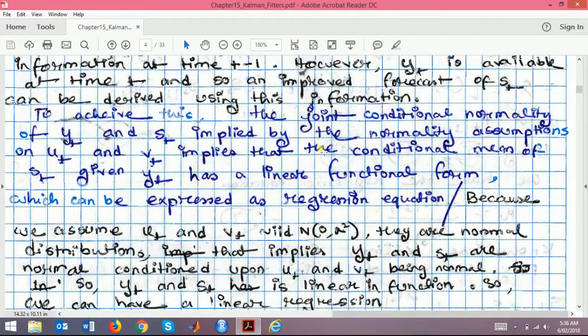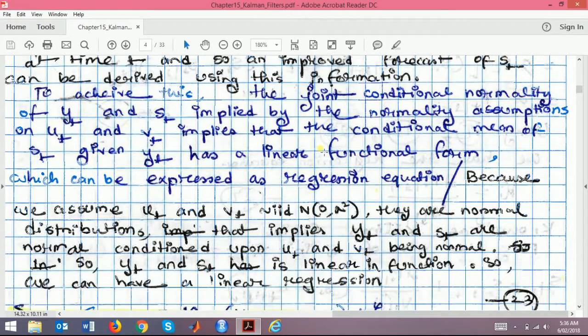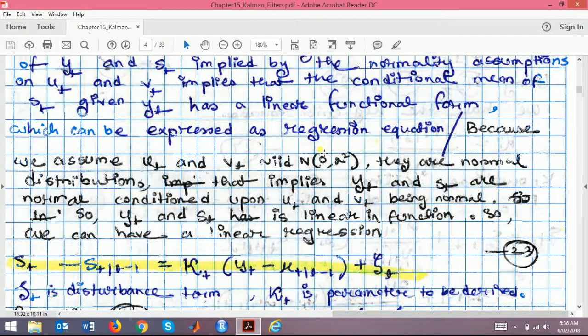Why are Yt and St normal? Because we know that both Ut and Vt, the residual and the disturbance, are IID with zero mean and variances σ squared U and σ squared V respectively, and this normality is lent to Yt and St, so that the conditional mean of St given Yt has a linear functional form. That can be expressed as a regular regression equation. Because we assume Ut and Vt are IID normal, that implies Yt and St are normal, conditioned upon Ut and Vt being normal. So Yt and St are linear in function, and we can have a linear regression now.